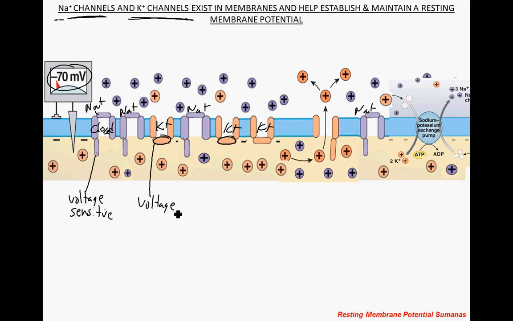So at minus 70 millivolts, the charge inside the cell is negative 70 millivolts, and these potassium channels are closed. But you do have some potassium channels here that are open regardless of what the charge is inside the cell. In this case, these potassium channels are what are known as leaky channels. These are the leak channels for potassium, and they are open regardless of the charge inside the cell.